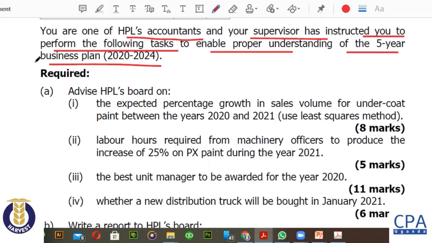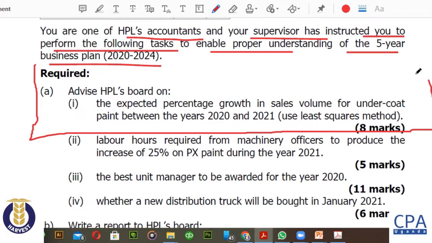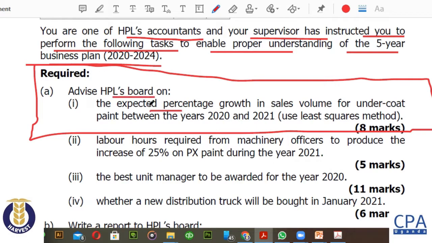I'm going to concentrate on this first one because our discussion is on the least squares method. So required: advise the company's board on the expected percentage growth in sales volume for undercoat paint between 2020 and 2021. Use the least squares method. So they want you to determine the expected sales volume for 2020-2021.